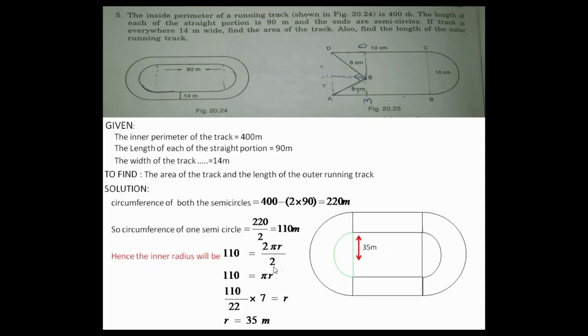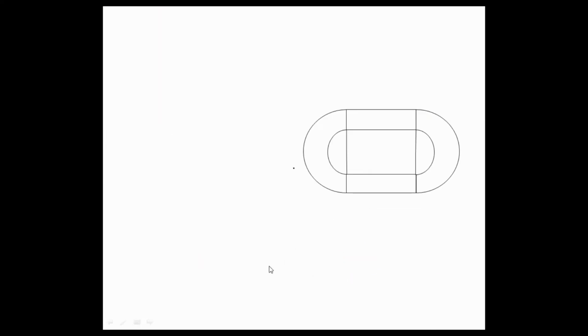Now we carried this out with this equation, 110 is equal to pi r. I made radius alone and carried out the value of the radius, which is 35 meter. This is the inner radius, the radius of this small semicircle. I have highlighted the semicircle in green. Now I want to carry out the area of this whole inner portion. I know the radius of the small semicircle.